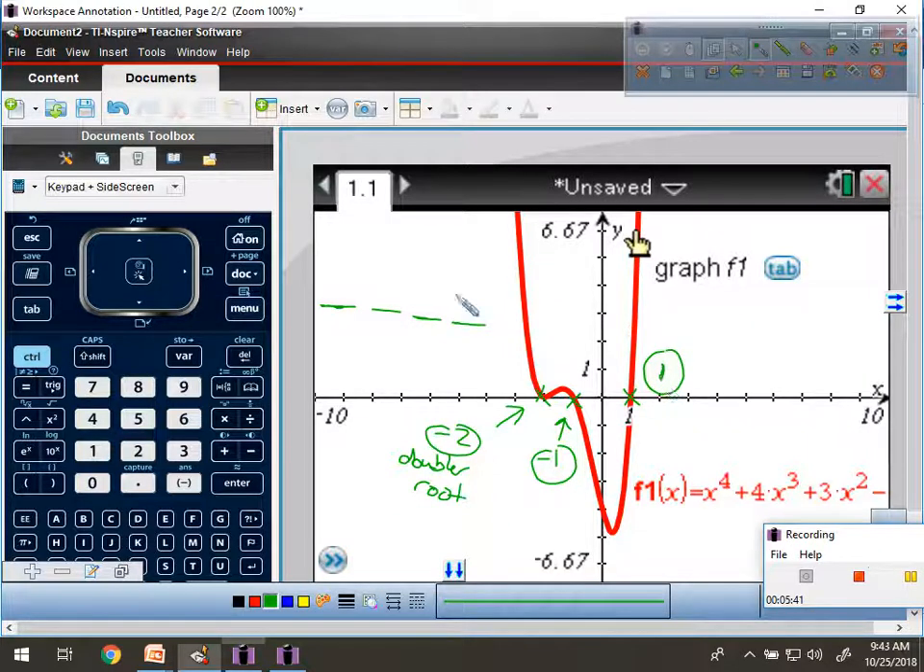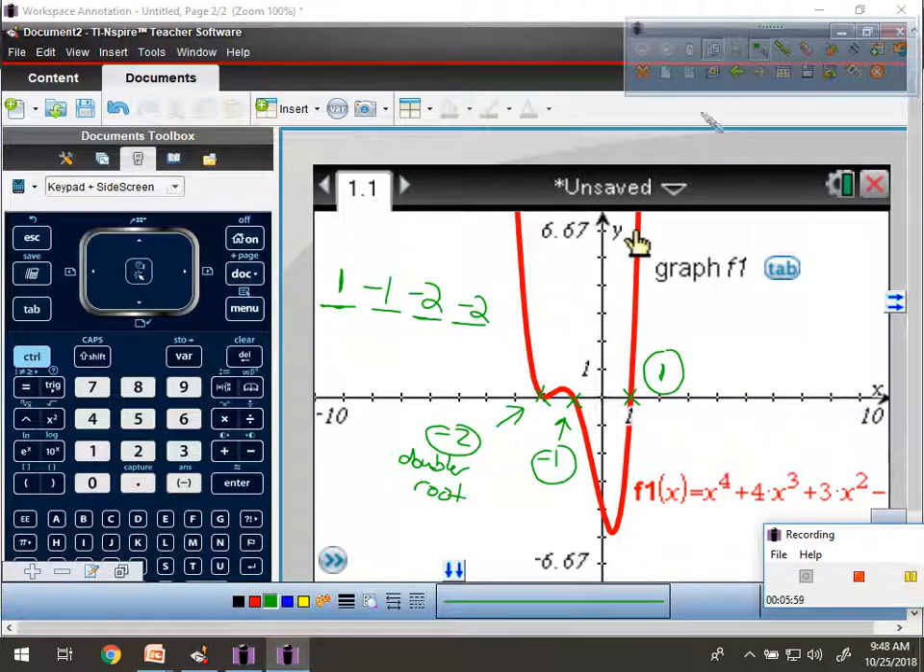Here are my 4 answers. I'd have +1, that's one of my answers. I'd have -1, that's another one of my answers. And then I'd have -2, but it shows up twice because it's a double root. And so that will be my answer for that problem.